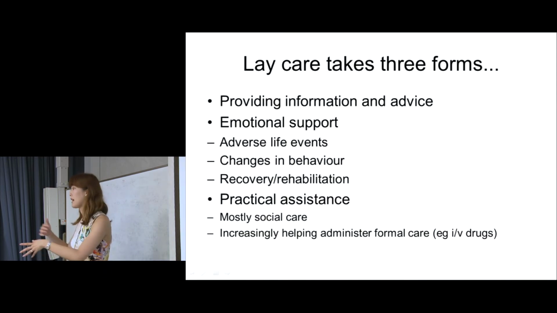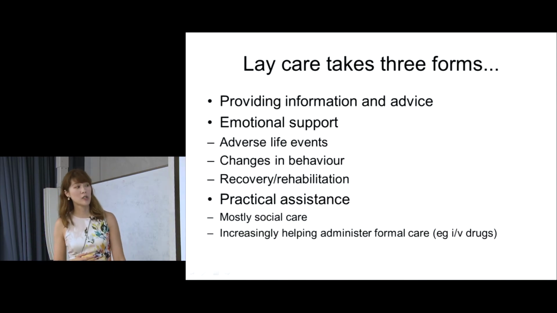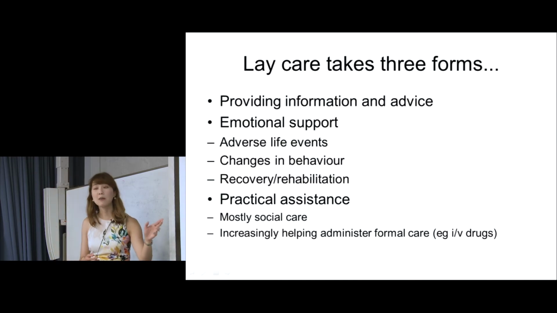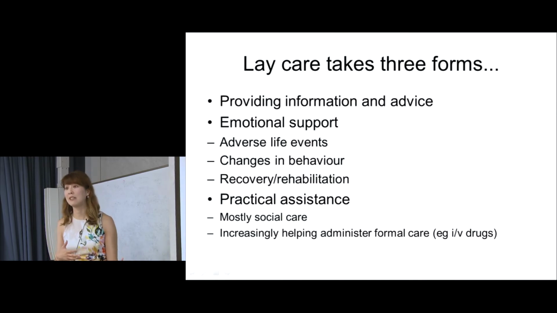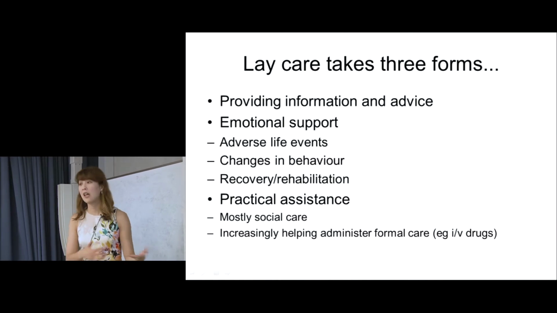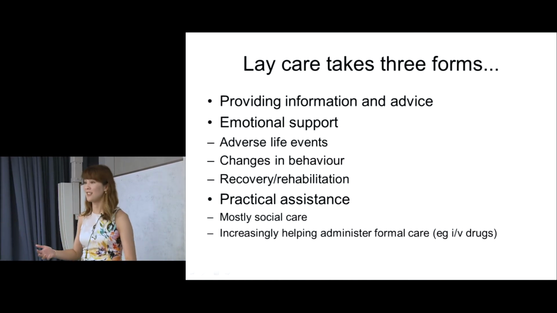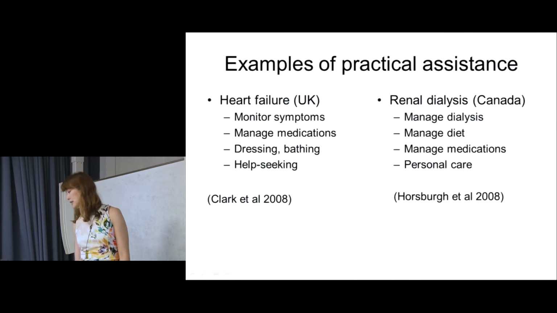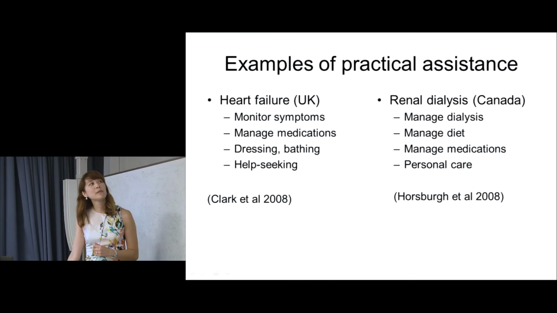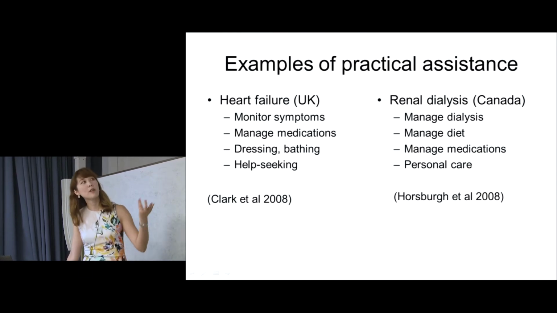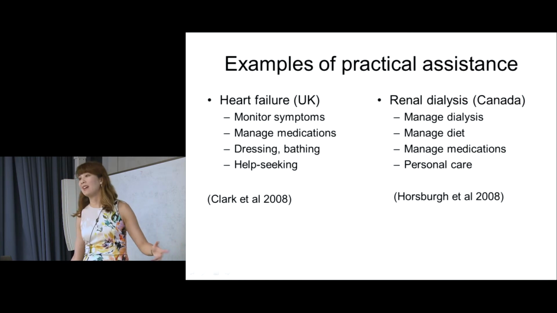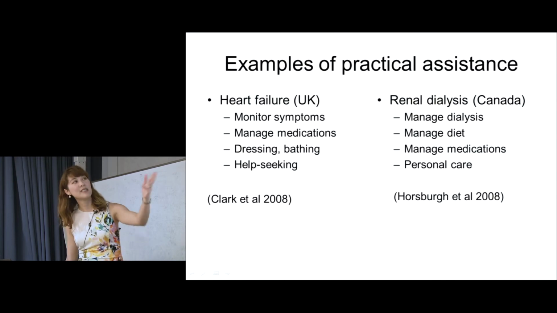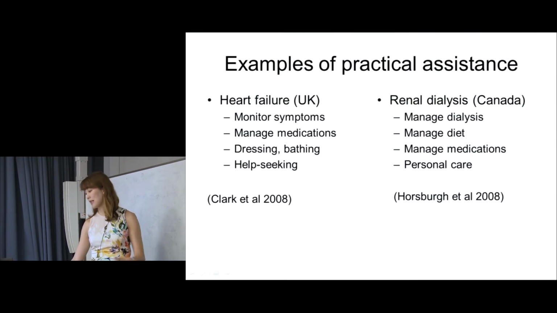Mostly social care, helping people with activities of daily living, elderly relatives, washing, etc. But increasingly so in taking part in giving formal medicines, home dialysis, for example. So much of it is given by family, relatives. If you don't have a family or a friend to help you with home dialysis, you'll be in hospital having dialysis, right? So it's really key. A couple of studies show what kind of care patients' relatives have been giving. For heart failure patients, their relatives have been monitoring their symptoms, giving medications, dressing, bathing, health seeking. If they weren't there, it would be different health professionals doing that. Similarly, renal dialysis we mentioned. So lots of practical assistance there.